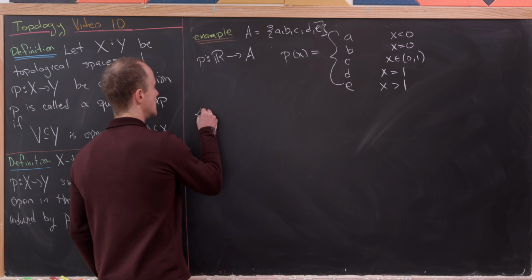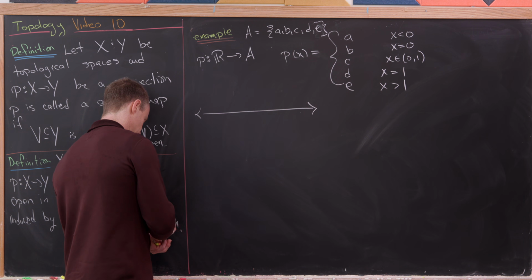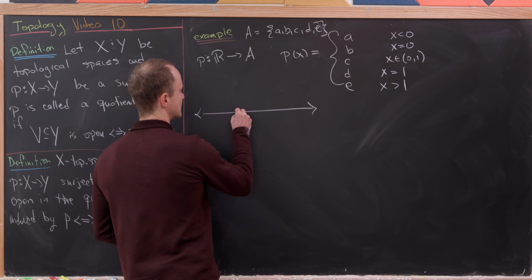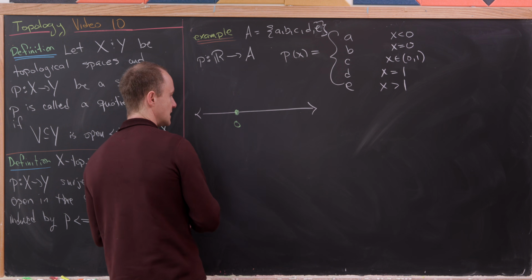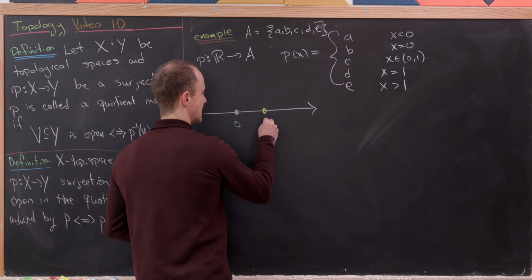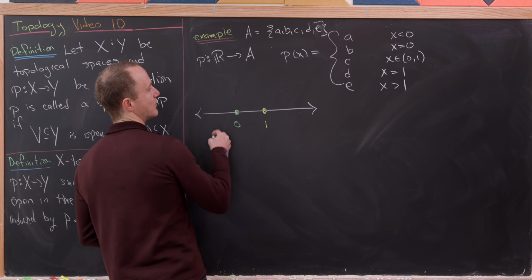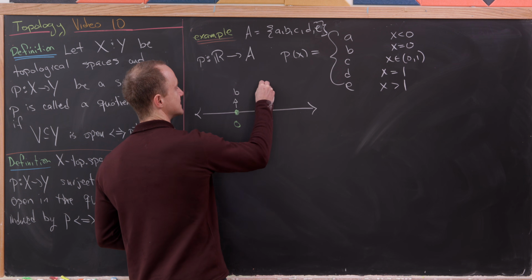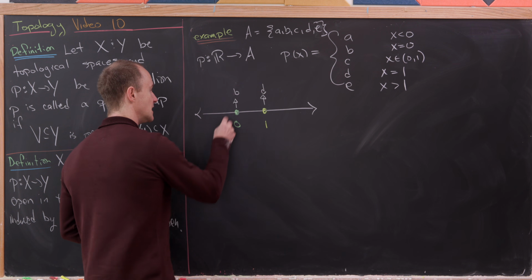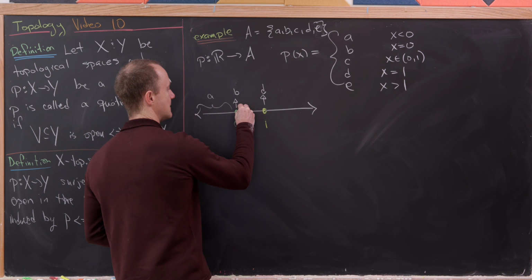So I guess we could make a picture of what's going on here, and that wouldn't be too bad. So let's say this right here is the point 0. Let's say this right here is the point 1. Then observe that the point 0 is going to get mapped to b. The point 1 is going to get mapped to d. And then everything over here is going to get mapped to a.